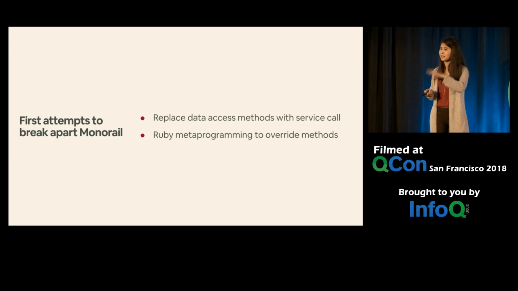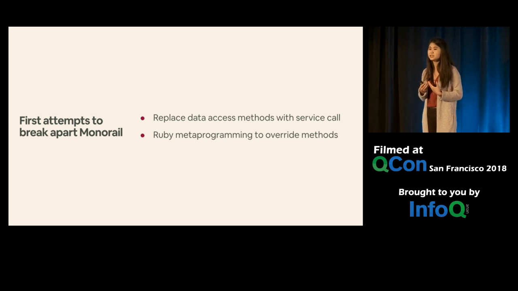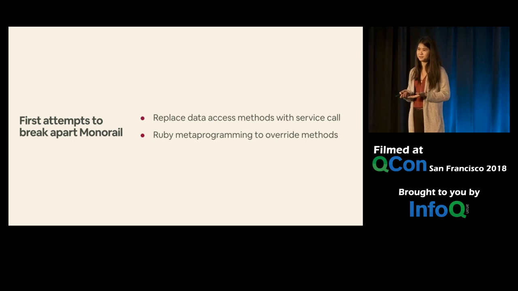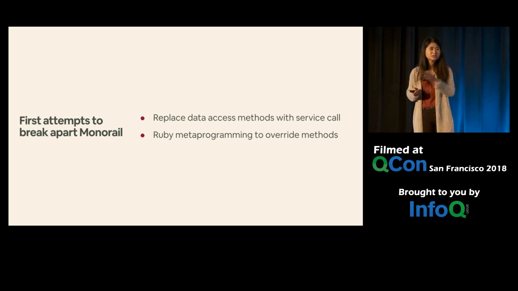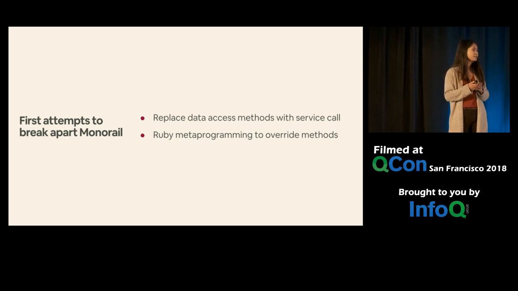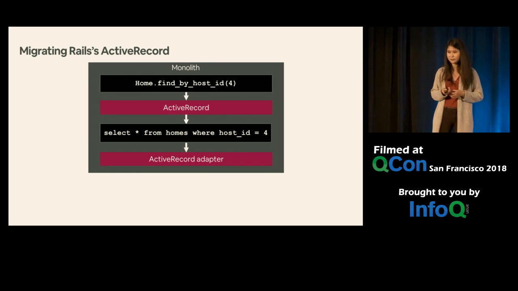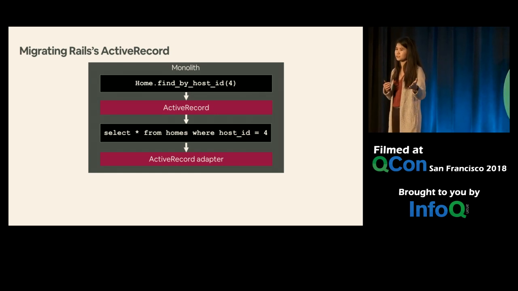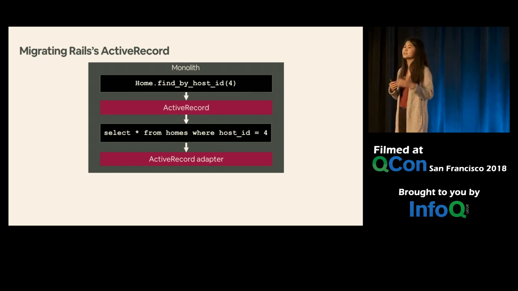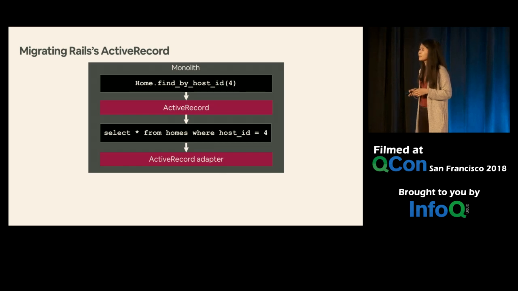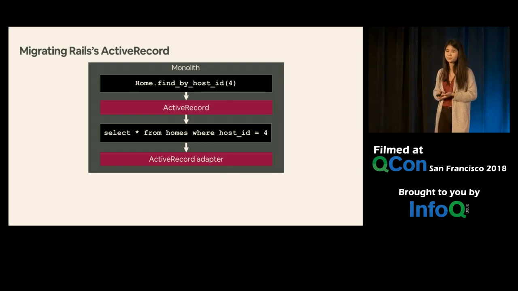Instead, we looked a layer deeper and considered applying Ruby metaprogramming to overwrite these data access methods. Instead of changing the thousands of call sites code, we would overwrite these methods with ones that would call our service. However, we encountered difficulty with relations with other models, and breaking apart the joins was difficult, so we went one layer deeper and looked into Active Record.